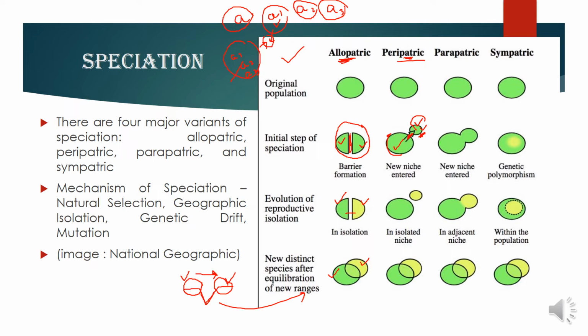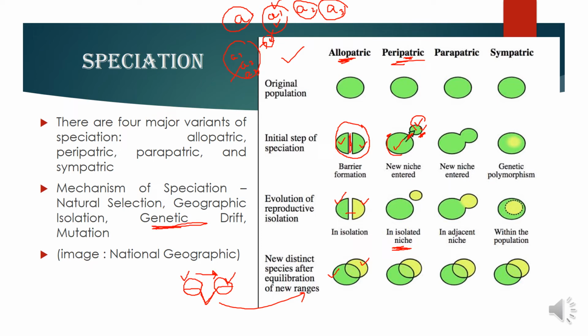But in the new niche, there is only a particular type of plant. So there is a shift in the allele expression, from A1, A2, A3 to only A1. So this altered genetic frequency caused speciation, and though they can still interbreed, they prefer not to interbreed, and then we find this peripatric type of speciation.